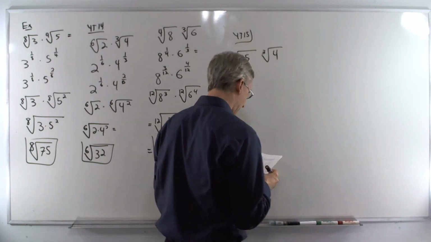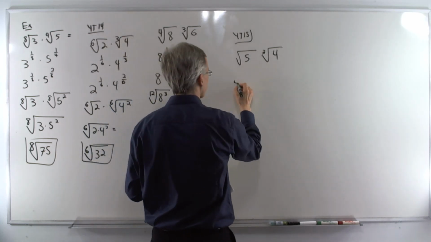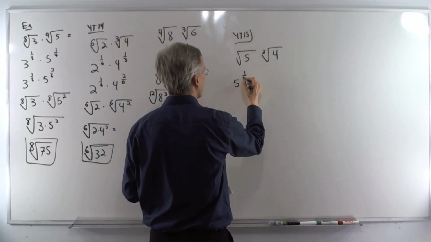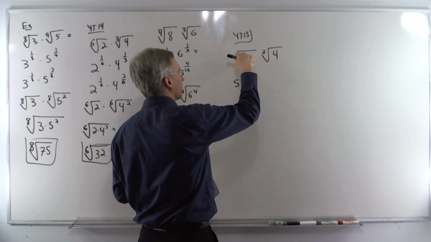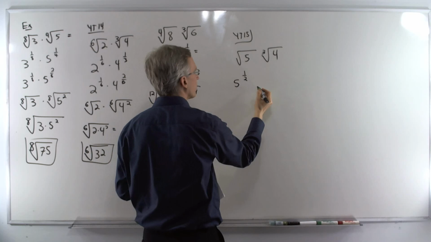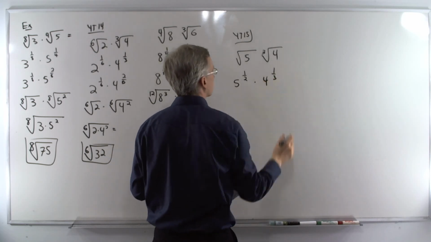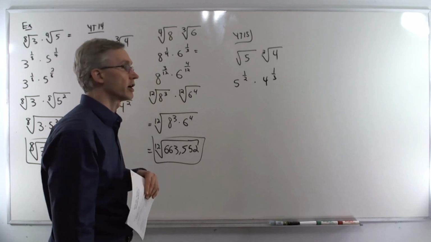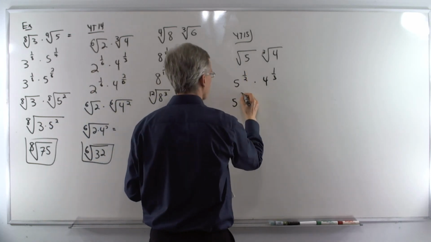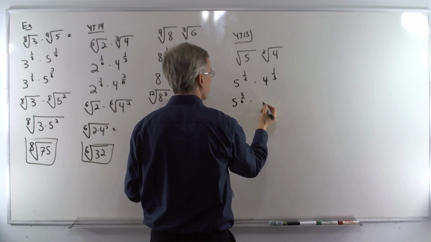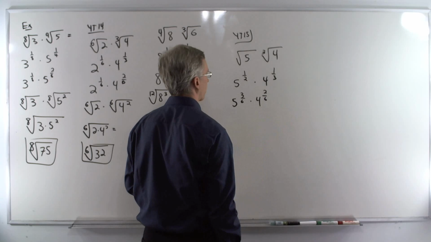We got the square root of 5 times the 3rd root of 4. All right, so this can be written as 5 to the 1/2 power, right? Implied exponent of 1 and an implied index of 2. So 5 to the 1/2 times 4 to the 1/3. Now our common denominator here will be 6. So we're going to change this to 5 to the 3/6 power times 4 to the 2/6 power.